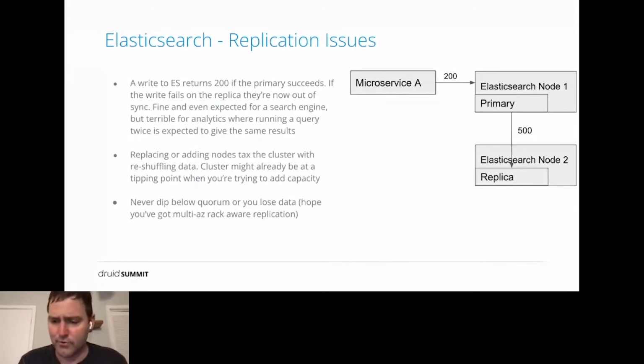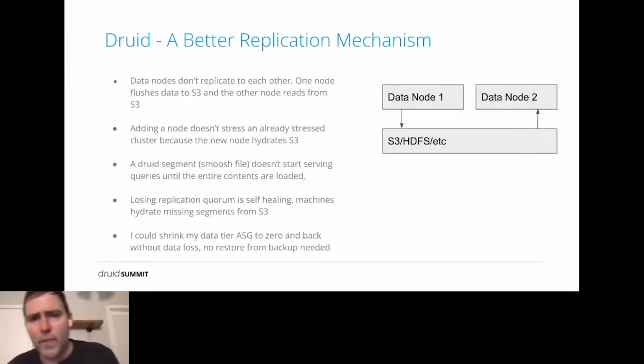So let's look at Druid. With Druid, I've heard some people call it a bit of a Rube Goldberg machine, but once you start peeling back the layers, it makes a lot of sense. So the data nodes don't replicate directly to each other. If a node is ingesting data, those Druid smush files or Druid segments are being pushed to a distributed blob store, S3, HDFS, what have you. And then the other nodes are reading from that distributed blob store.